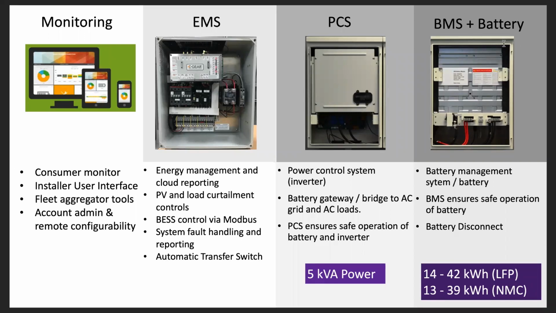The DC cabinets house the battery modules themselves, and each battery module has a BMS integrated into it. The BMS ensures a safer operation of the battery, as well as the DC disconnect that's in this cabinet as well. The sizing of the battery, or the capacity, will range anywhere from 14 to 42 kilowatt hours for the LFP product, and from 13 to 39 kilowatt hours for the NMC product. I'll be focusing mostly on the LFP product today.